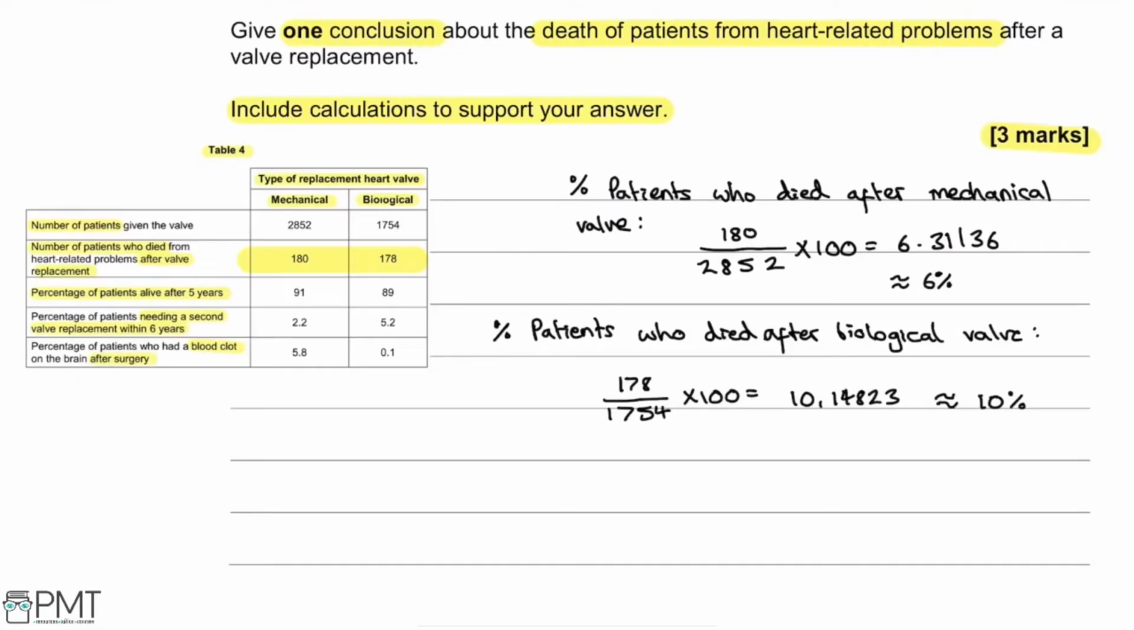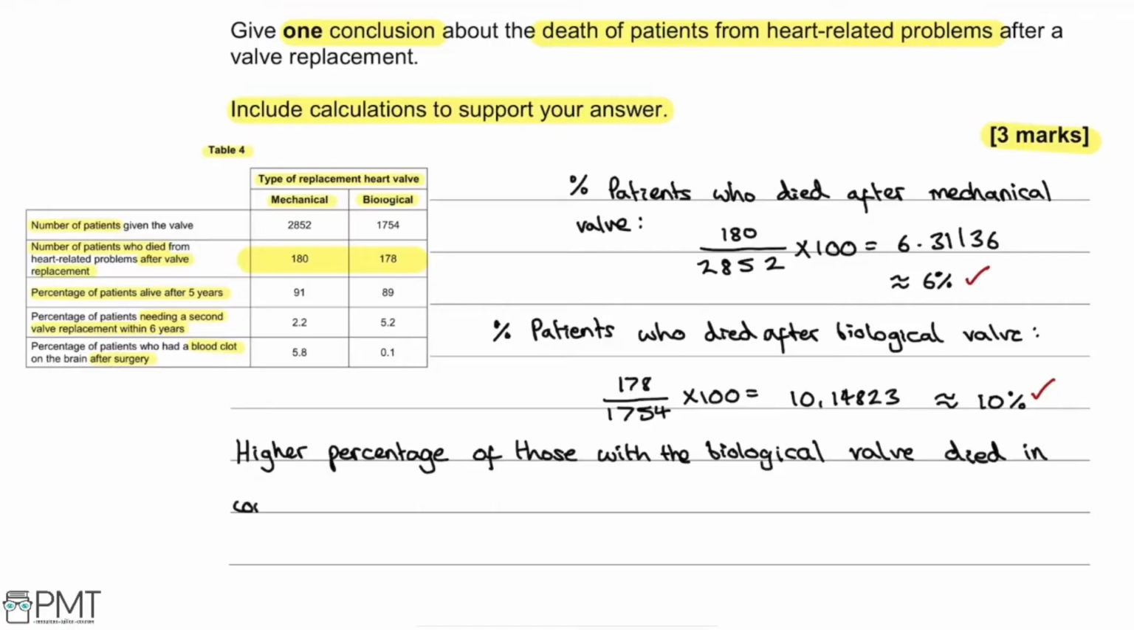And the answer you get is 10.14823, so approximately 10%. So this question awards you a mark for each of these answers, so one for the 6% and one for the 10%. The final mark is for drawing a conclusion from these numbers, because it says give one conclusion, so you've got to make sure that you make a statement at the end. So what we can say here is a greater percentage of patients died of heart-related problems with the biological valve in comparison to the mechanical valve, and that there is your final mark.